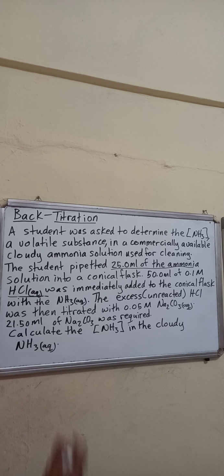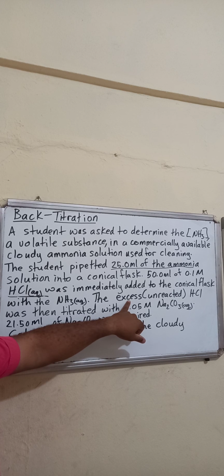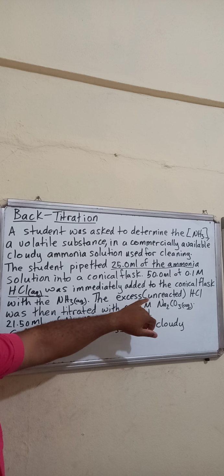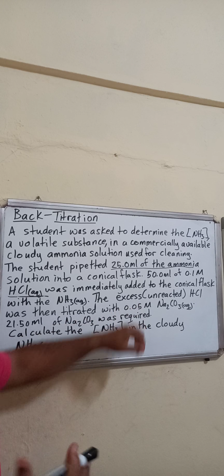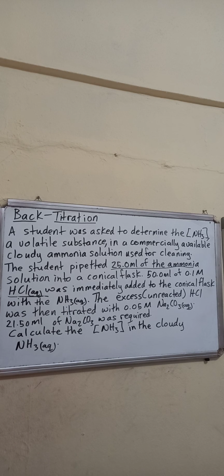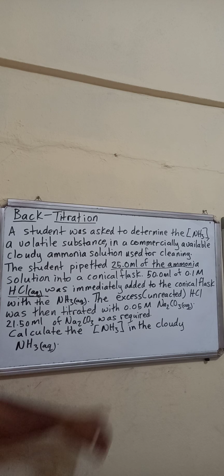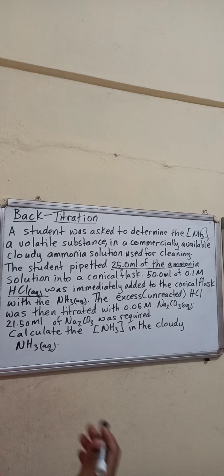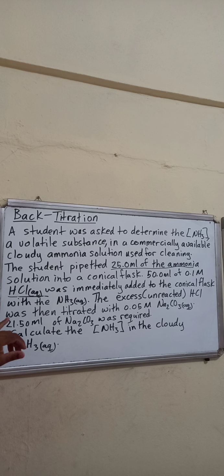So that's the reaction, ammonia and HCl. The excess HCl here means what was left over. So any unreacted HCl that was left over, we use now in the titration. We titrate it with a base, 0.05 moles per dm cube sodium carbonate. Whatever HCl was present required 21.5 ml of the sodium carbonate solution.